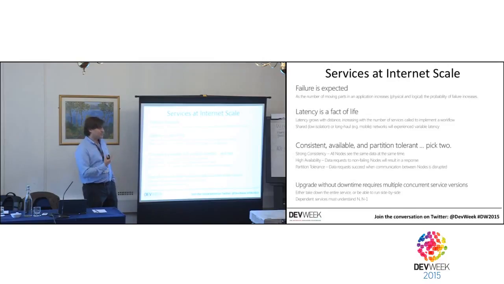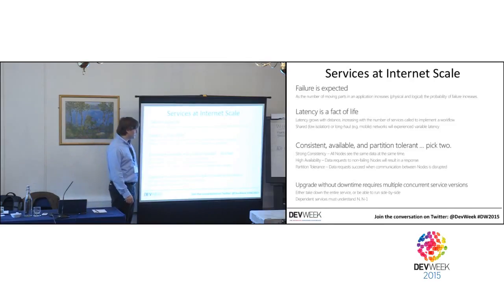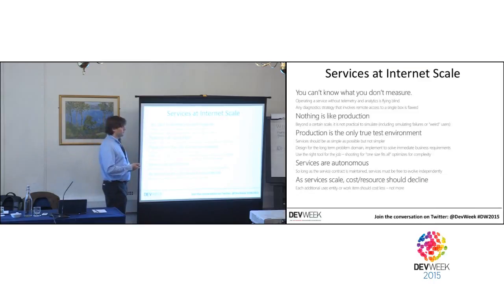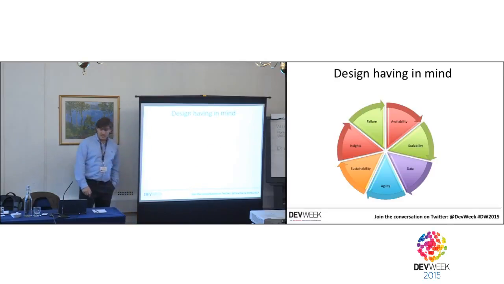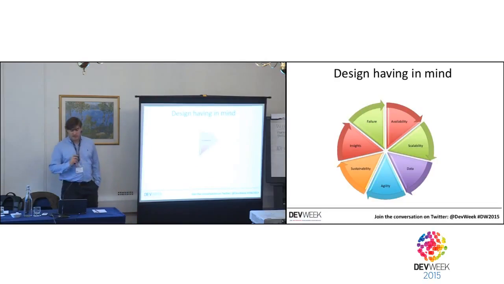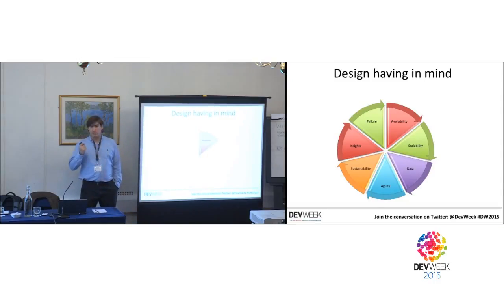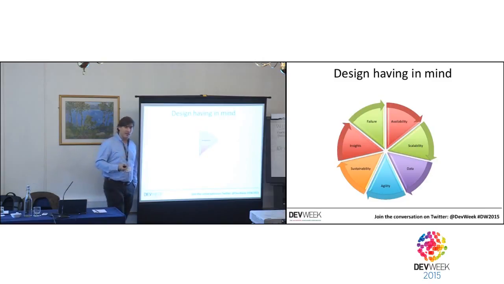So for services at internet scale, we need to consider that failure is expected, latency is a fact of life, there is the speed of light and all of that. Consistency, upgrades without downtime. We need to understand what to measure and how we're going to operate. We would basically design this with a couple of things, like failure, design for availability. I need to think, how do I put into my application the possibility of recovering quickly and responsibly?